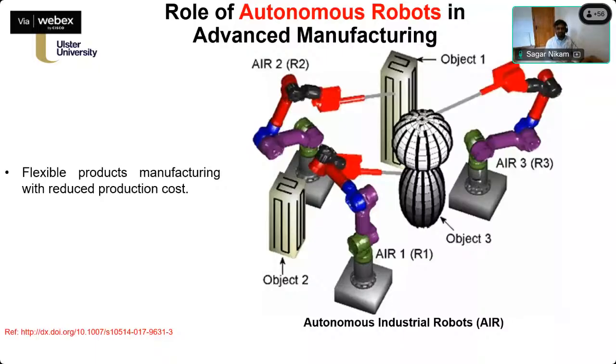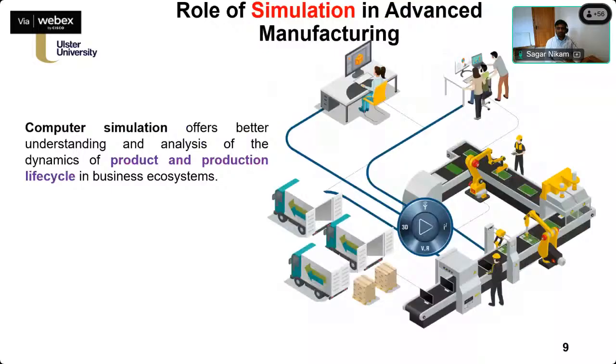Then simulation is one of the most crucial aspects in advanced manufacturing, where Industry 4.0 is used. Computer simulation helps us to understand better analysis and dynamic analysis of the product and the process life cycle in the business ecosystem. It helps you right from designing to manufacturing and to transportation.